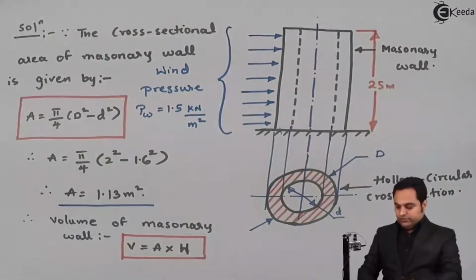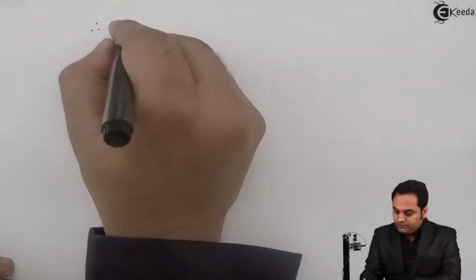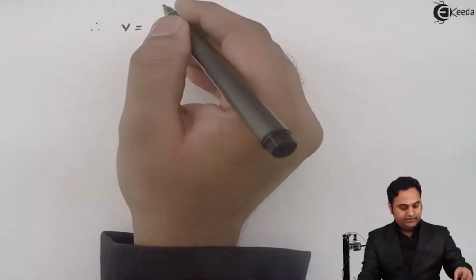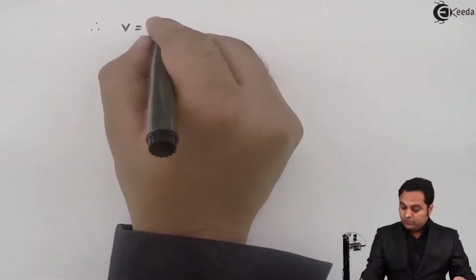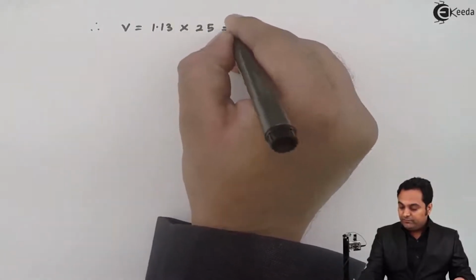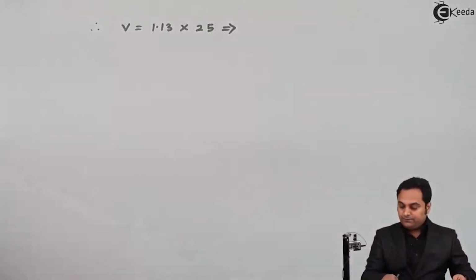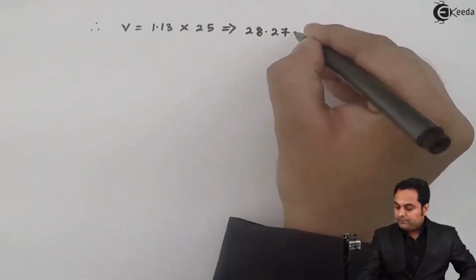So now here we'll get the volume of the masonry wall, and that volume is equal to area into length, area into the height of the chimney. Area was 1.13 and height is 25 meters, so the volume is 28.27 meter cube.